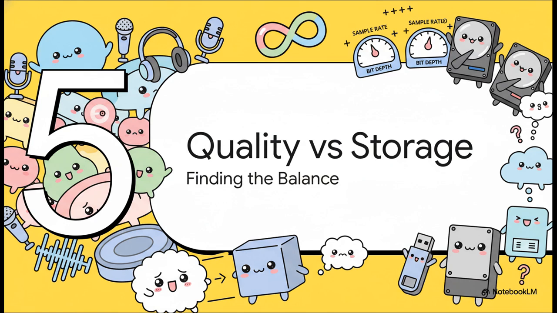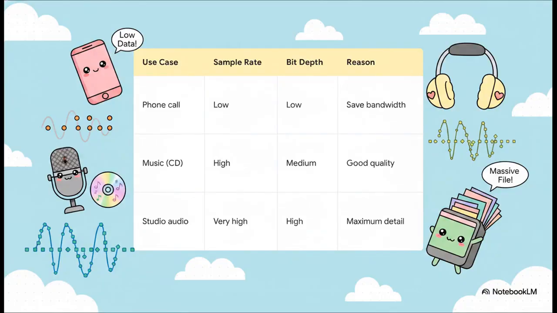Next up, part 5, quality versus storage trade-offs, finding that perfect balance. You might be wondering, if we want perfect audio, why don't we just crank our quality dials up to infinity? Well, because higher settings process a massive amount of data per second, creating absolutely giant files. That's exactly why a basic phone call uses a really low sample rate and low bit depth to save on bandwidth, while a professional studio recording uses incredibly high rates to capture maximum detail, which of course requires a massive hard drive.